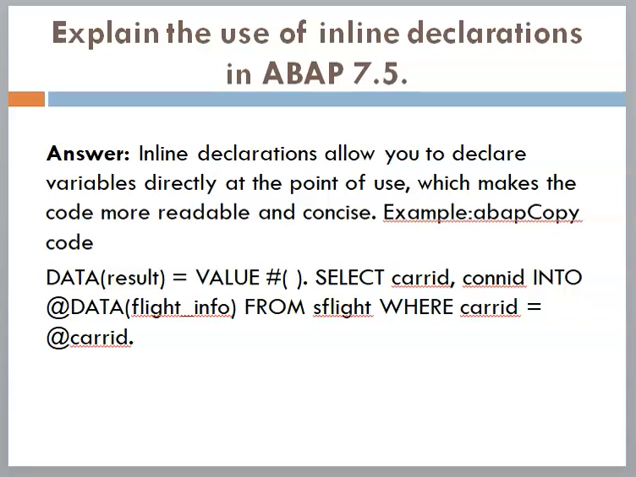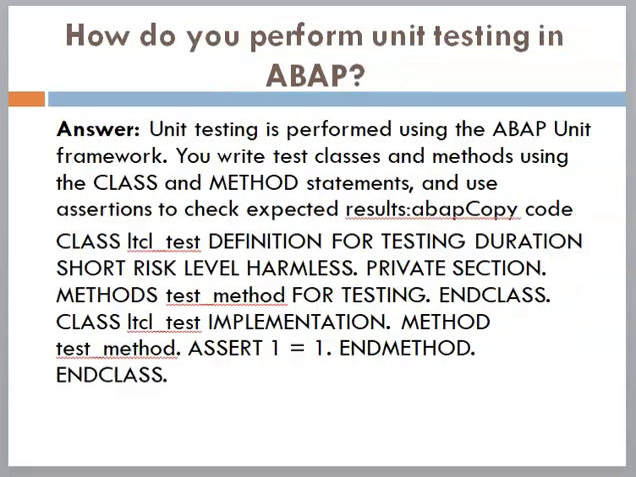Explain the use of inline declarations in ABAP 7.5. Answer: Inline declarations allow you to declare variables directly at the point of use, which makes the code more readable and consistent. Example: ABAP. DATA(result) = VALUE... SELECT carrid, connid INTO @DATA(flight_info) FROM sflight WHERE carrid = @carrid.